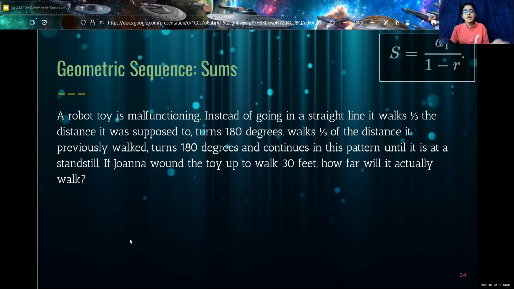And above you can see the equation. So the sum is equal to the first term over 1 minus the common ratio. That's the equation for the sum of an infinite geometric sequence.